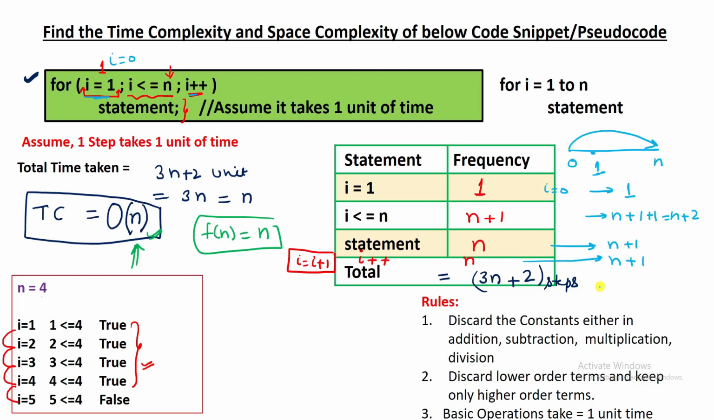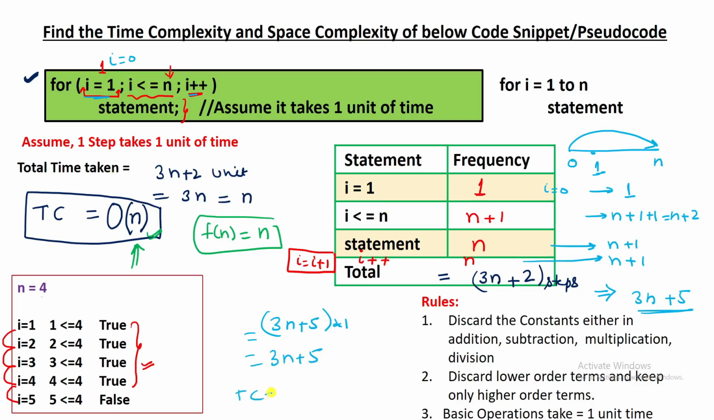So the total number of steps, or the frequency, will be 3n plus 5. So 3n plus 5 is the total number of steps, so time taken will be 3n plus 5 into 1 unit, because one step takes 1 unit amount of time. Basically this is 3n plus 5 total time taken, right? So this much total time will be taken on the CPU for all the statement execution.